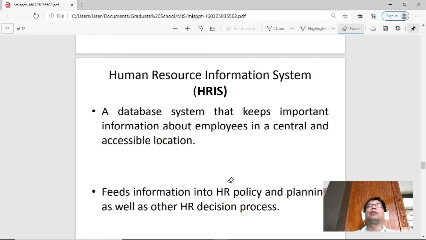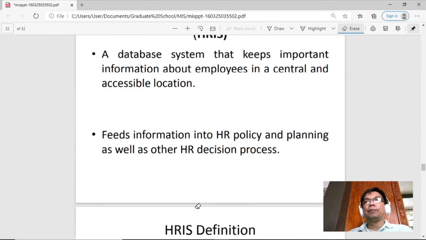So human resource information system, a database system that keeps important information about employees in a central and accessible location. So data about employees, like of course your profile, name, and some of your credentials, maybe your attendance record, etc. It feeds information into our policy and planning as well as other decision processes.